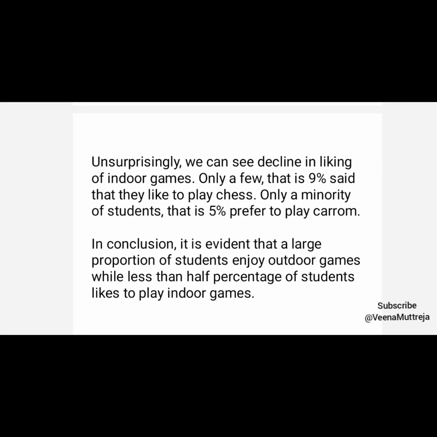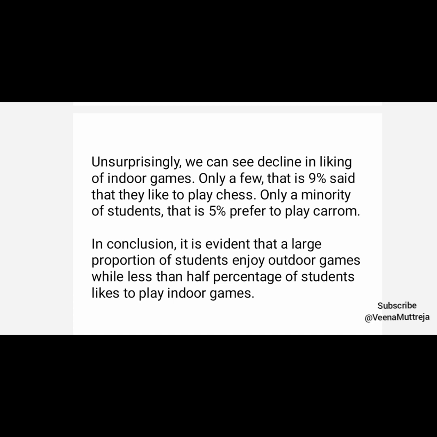Let me repeat the paragraph. Unsurprisingly, we can see a decline in liking of indoor games. Only a few, that is 9%, said that they like to play chess. Only a minority of students, that is 5%, prefer to play carom. Here we have written all the data in these two paragraphs. This is the body of your paragraph.